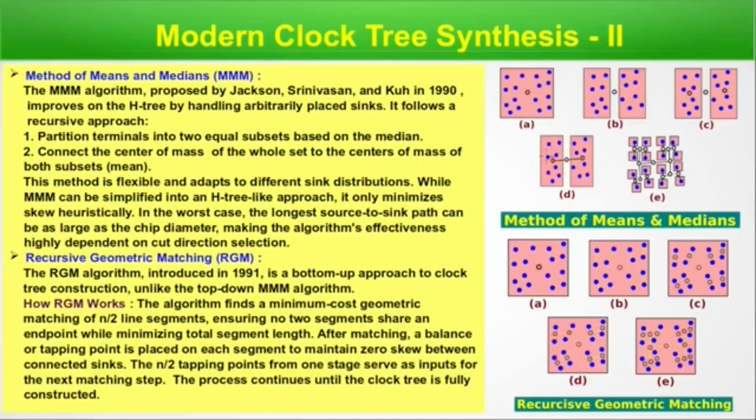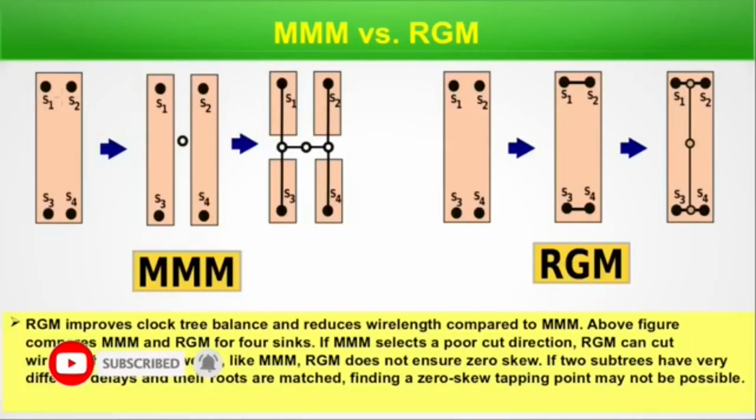So we are done with this slide and we will move to the next slide. Now let's take a look at the comparison of MMM and RGM. These four sinks and the top-down approach. Median is found here. Again, two medians are found this way. And here it's a connected segment and tapping point, and these two. This tapping point and this tapping point are connected, and this is the tapping point.